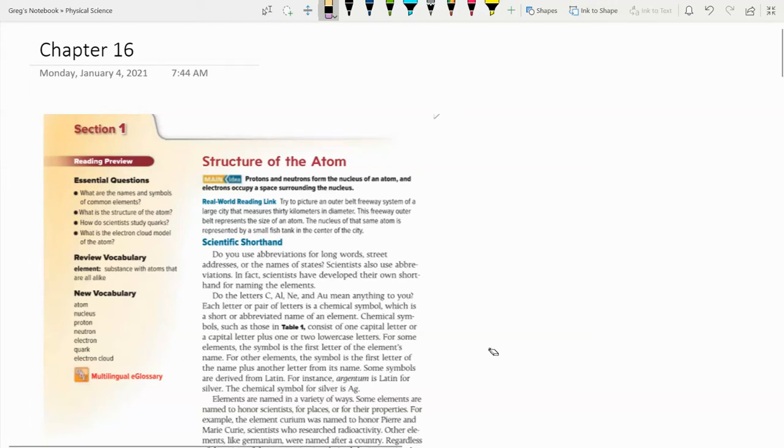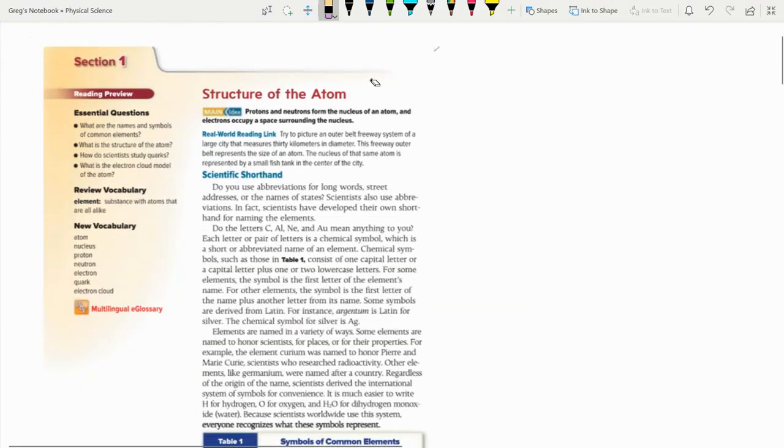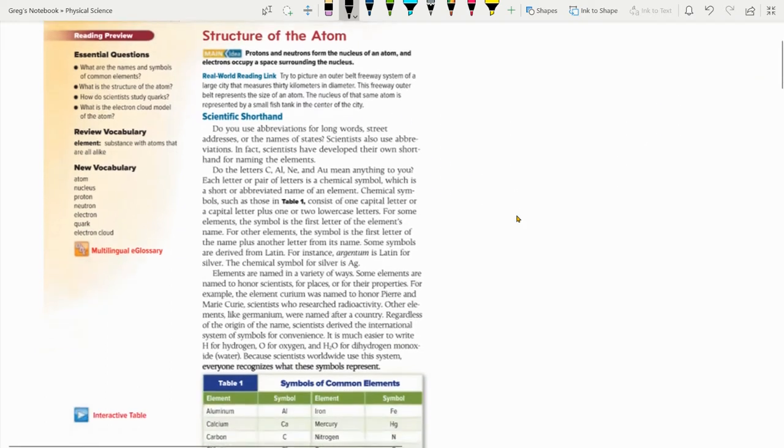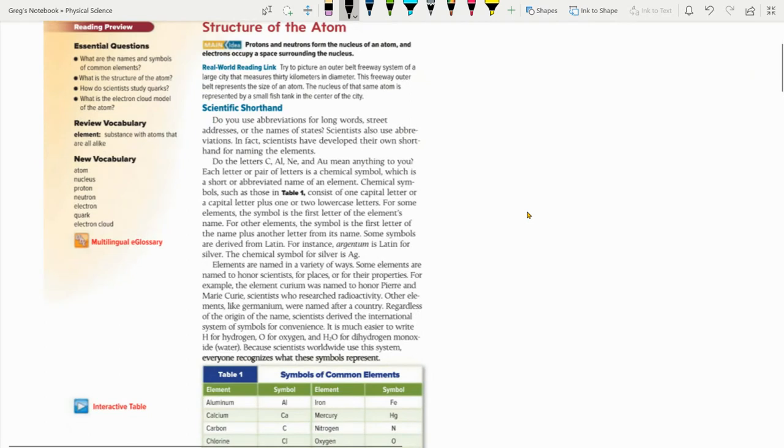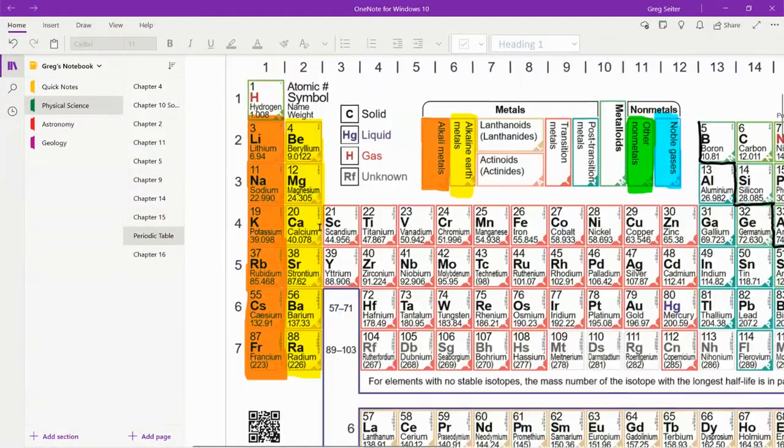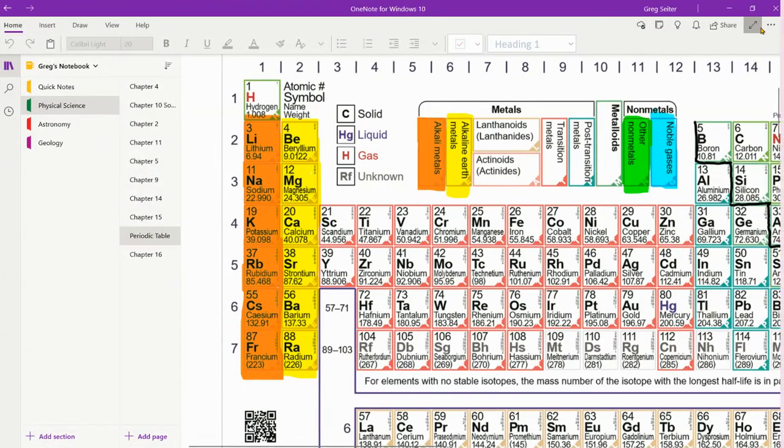All right, chapter 16, section 1, the structure of the atom. And this is going to be our lecture. Structure of the atom. First of all, scientific shorthand. We use scientific shorthand, and our shorthand is simply the symbols on the periodic table.